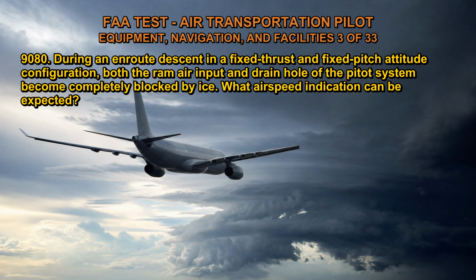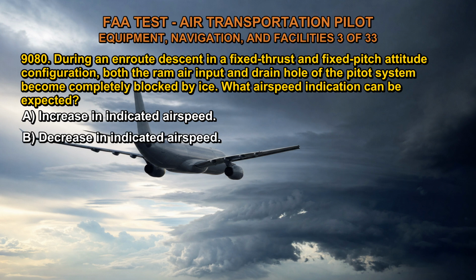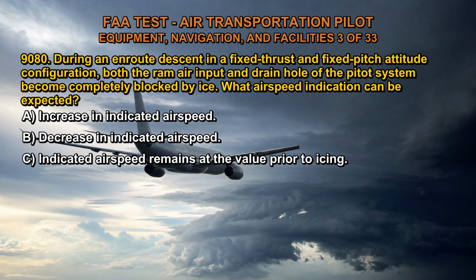9080. During an en route descent in a fixed thrust and fixed pitch attitude configuration, both the ram air input and drain hole of the pitot system become completely blocked by ice. What airspeed indication can be expected? A. Increase in indicated airspeed. B. Decrease in indicated airspeed. C. Indicated airspeed remains at the value prior to icing.